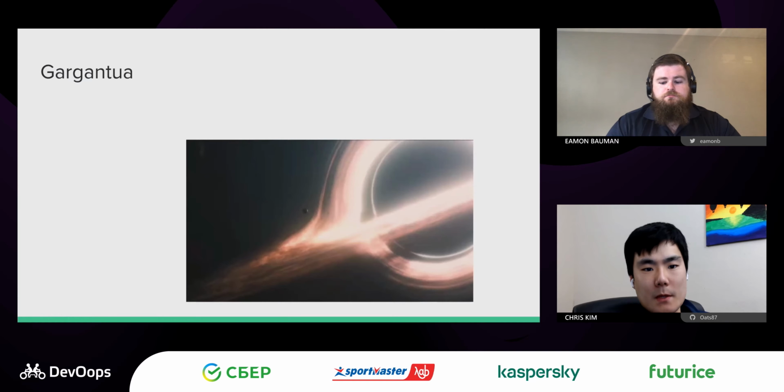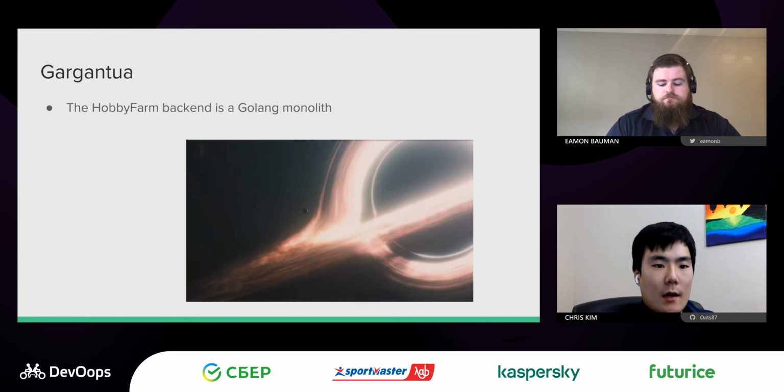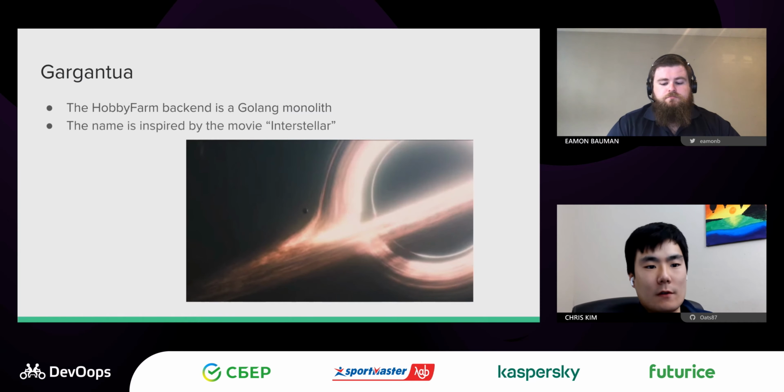So Gargantua is the big component I really want to talk about, because it is probably where we wrote the most code other than the front end. Gargantua is a Golang monolith on the back end, and the name is actually from the movie Interstellar. If you've ever watched Interstellar, you would have seen the Gargantua reference, the black hole inside the movie, and we jokingly called it Gargantua because it was a giant Golang monolith, so we figured that would be a funny name.